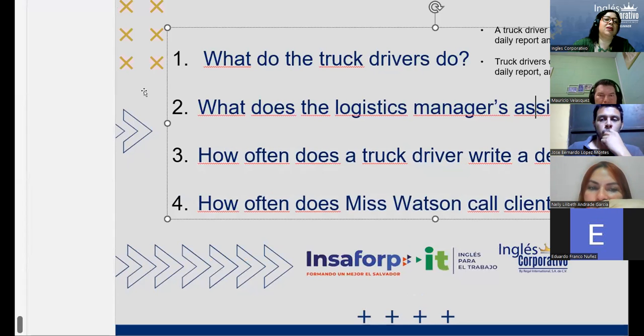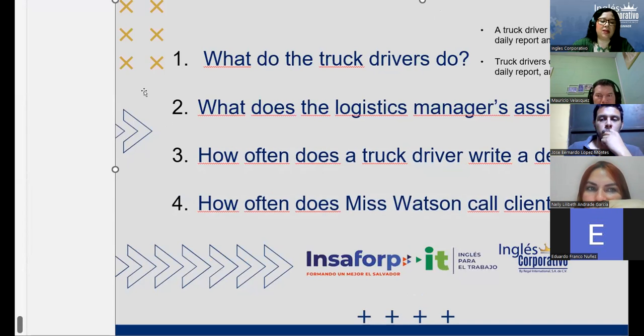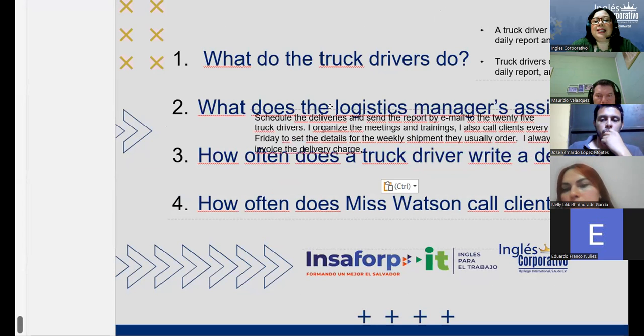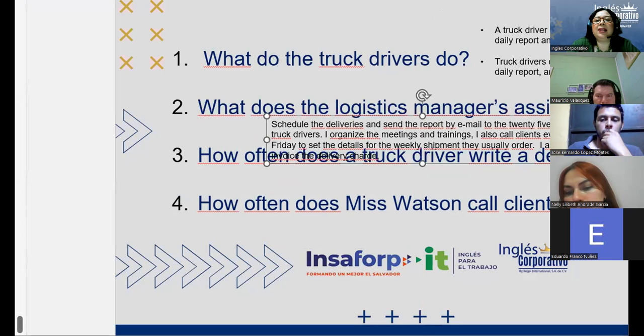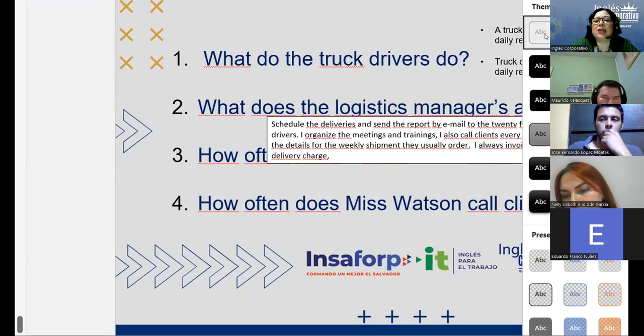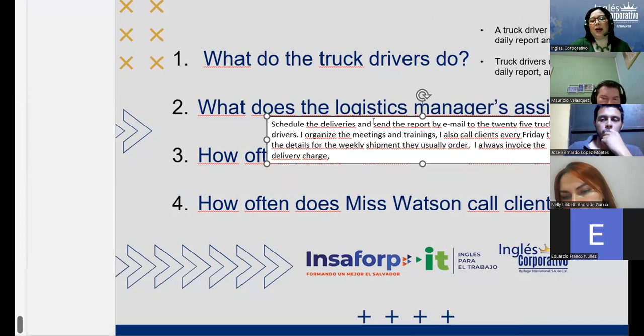In a different thing. Here it is. Okay. What does the logistic managers do? Lo voy a poner así encima solo para que lo veamos, ok? Pero ya lo vamos a organizar.